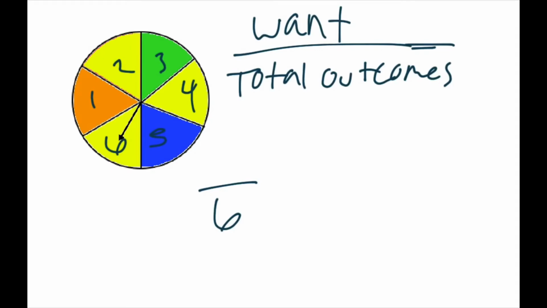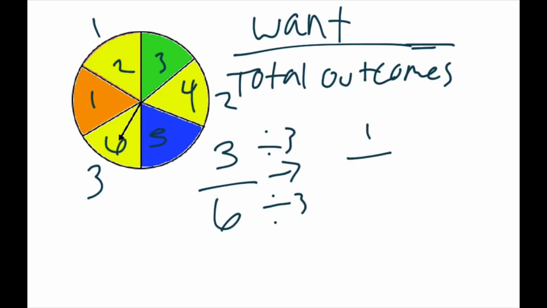And so in this scenario, I said we wanted to spin a yellow. So we have 1, 2, 3 yellows. So our 3 is going to go on top. And we can reduce this fraction. Both top and bottom are divisible by 3. So 3 divided by 3 is 1, and 6 divided by 3 is 2. So we're going to have 1 in 2 chances, or a 50% chance of landing on yellow.